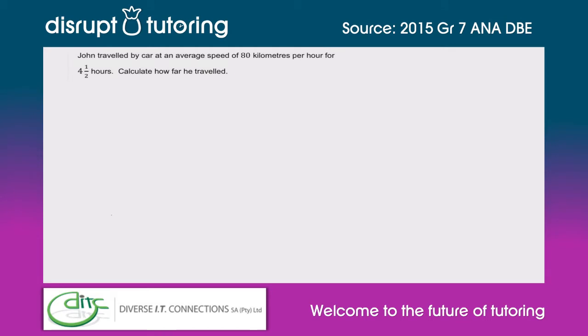Let's look at the question. We've got John traveled by car at an average speed of 80 kilometers per hour for 4.5 hours. Calculate how far he traveled.